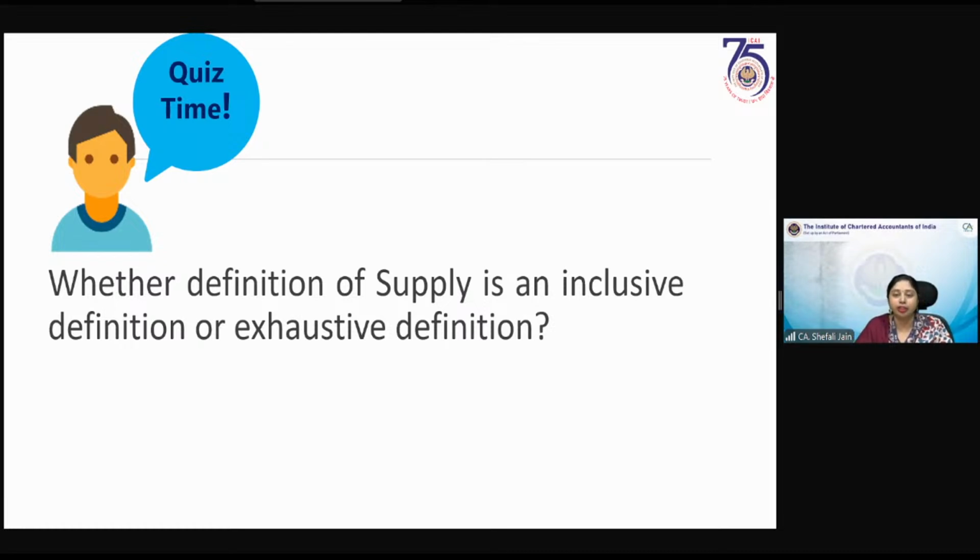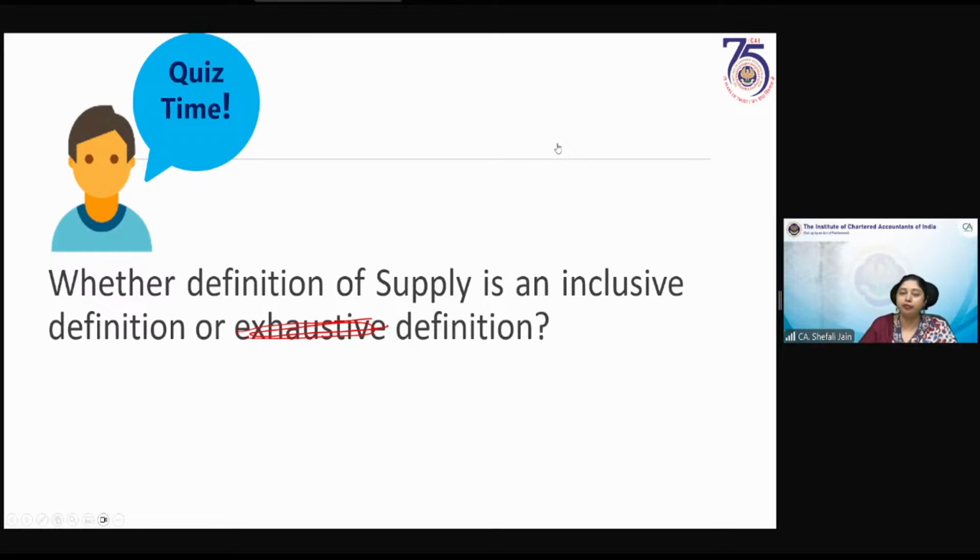Sorry, I would like to correct here. It's not exhaustive, it's not either. Inclusive definition is actually exhaustive because it includes whatever you know about a particular thing and whatever is given in the definition. Everything is included in the inclusive definition. So everybody has answered correctly that yes, it is an inclusive definition.